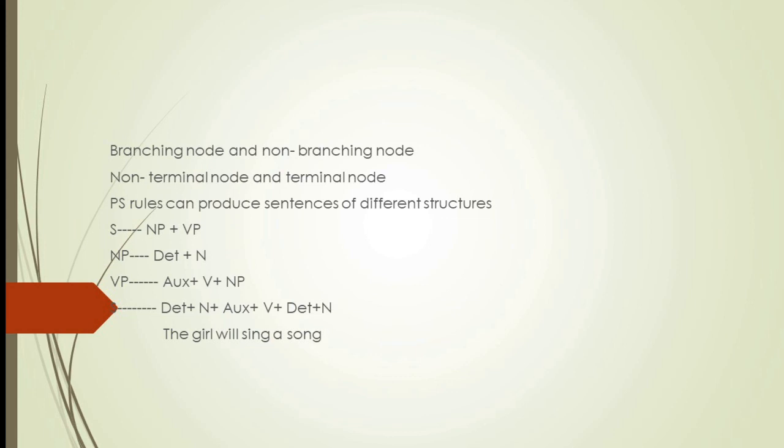You can have a sentence using this noun phrase and verb phrase like the girl will sing a song. The is the determiner, girl is the noun, will is auxiliary, sing is the verb, a is the determiner and song is the noun.